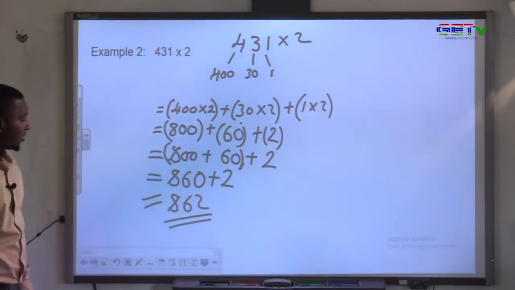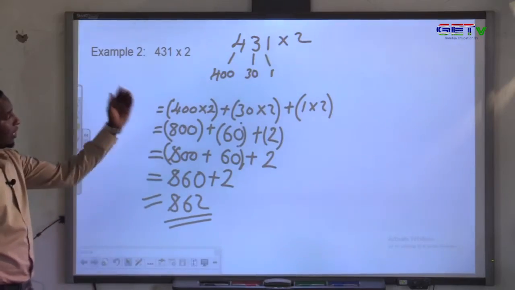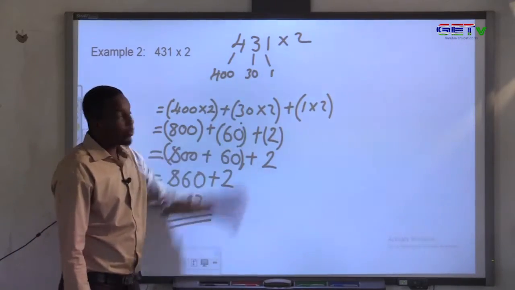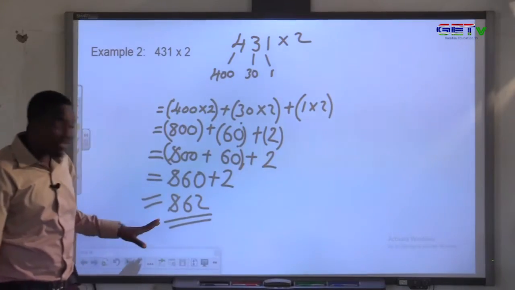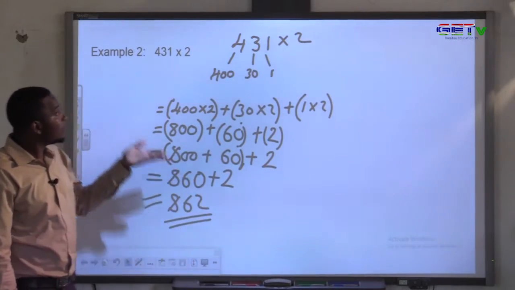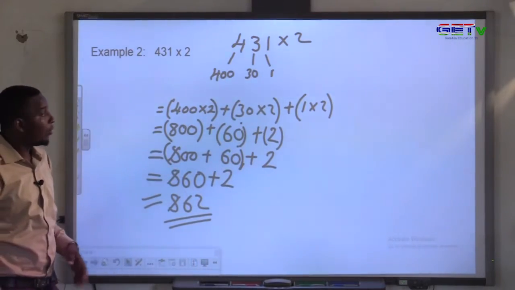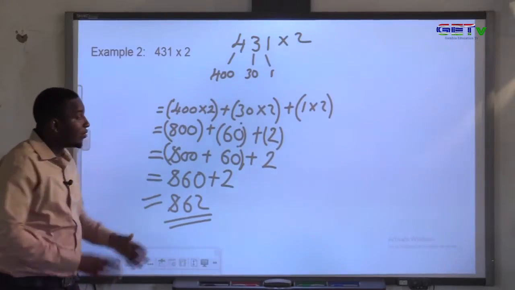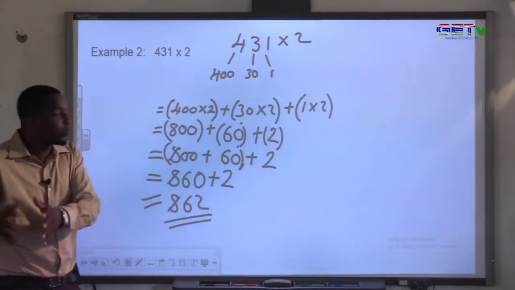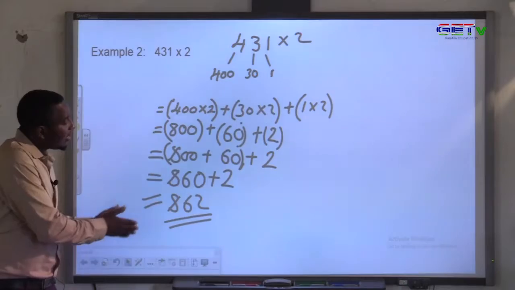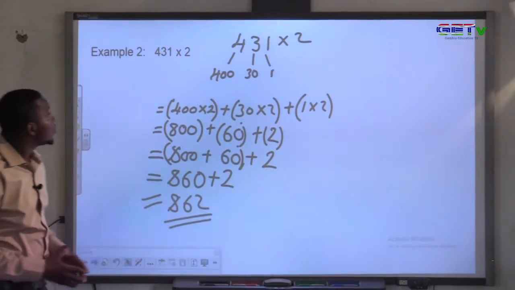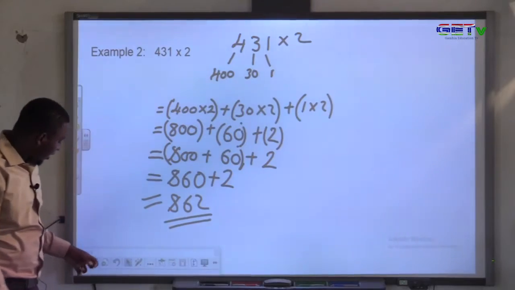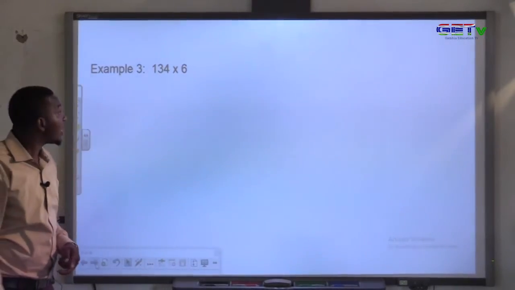So you realize that if you multiply 431 by 2 in our previous method, the answer was 862. And again, when we use the partitioning method, where we group the hundreds together, the tens together, and the units together, the answer is also 862. So we look at one more example, and I will give you some questions to try at home.